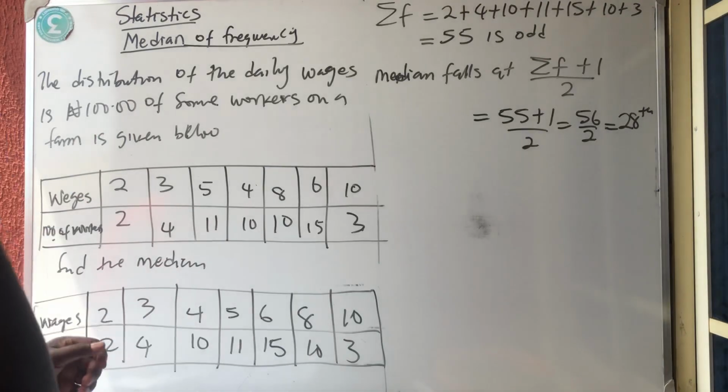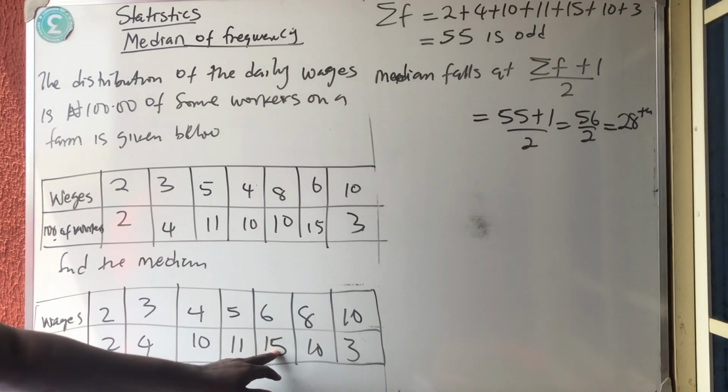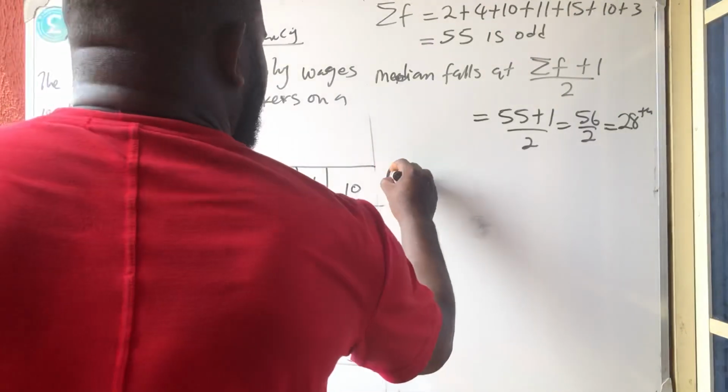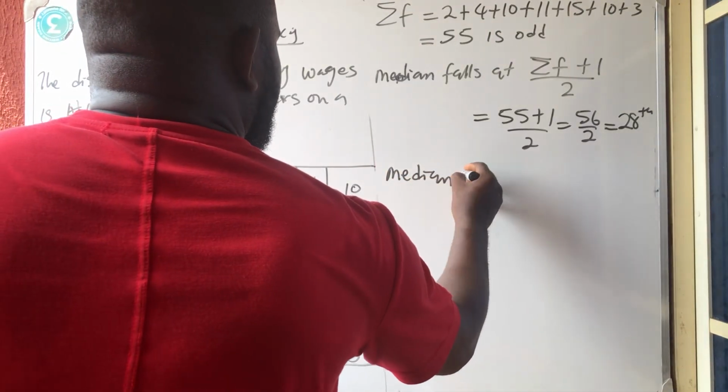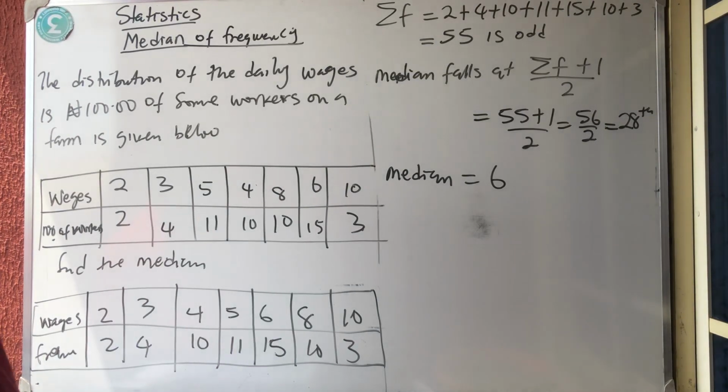So how do you get your answer? The one arranged in array, keep adding. That is another reason you have to arrange it in array. So you say 2 plus 4 plus 10 plus 11 plus 15. That is where the 28th fell. The 28th fell at 15 lastly. So the median is simply 6. So median is equal to 6. That is all about median.